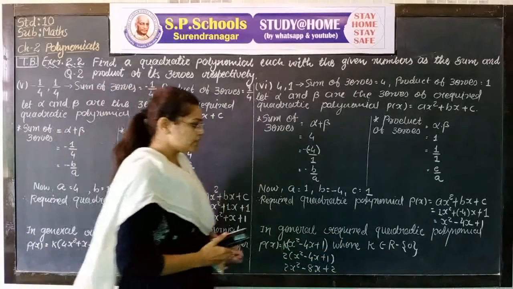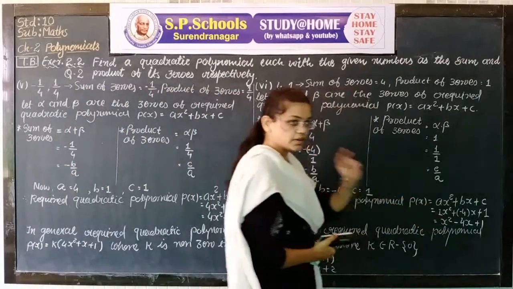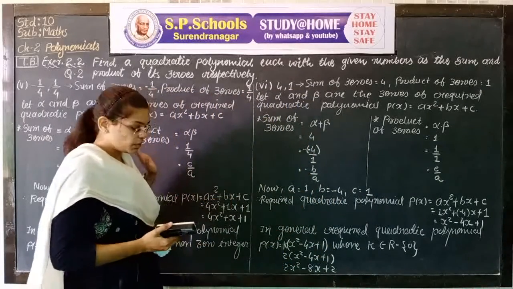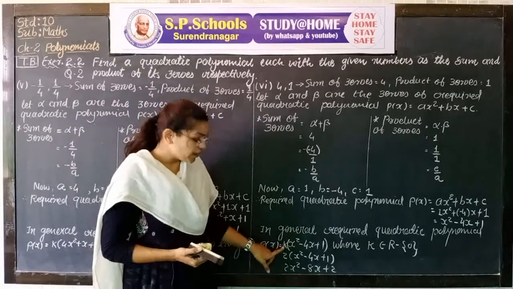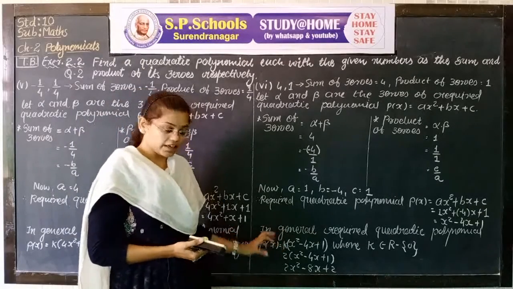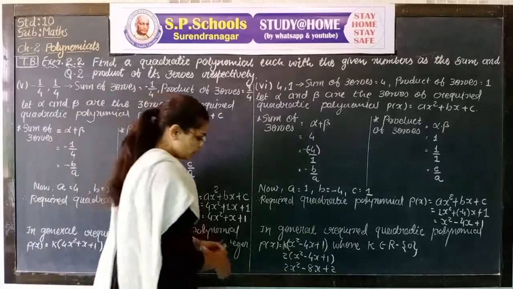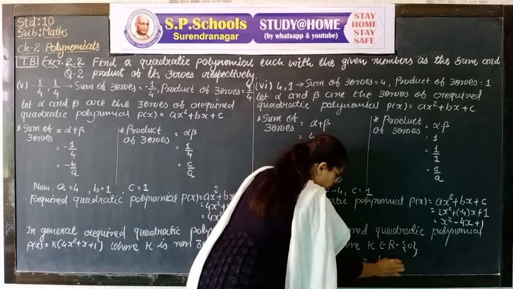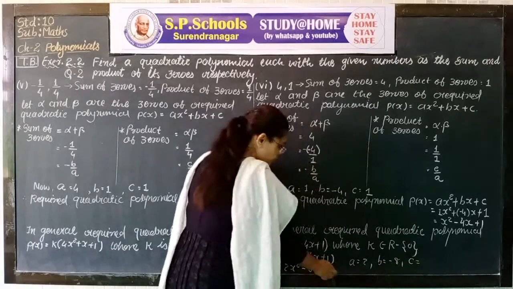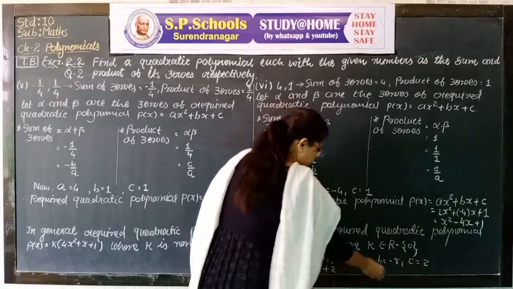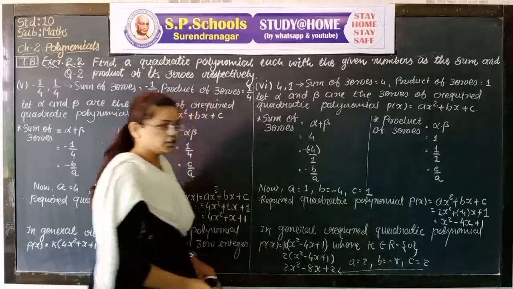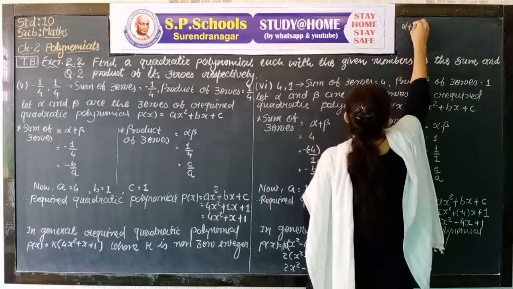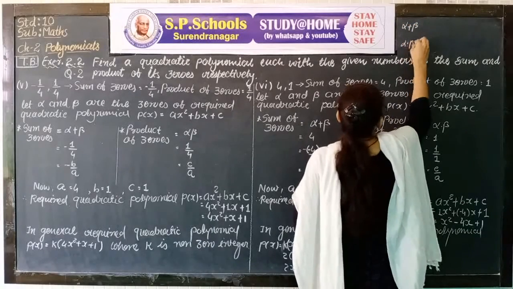One polynomial is x square minus 4x plus 1. Second polynomial is 2x square minus 8x plus 2. Lots of polynomials we are obtaining here by putting different values of k. Here a is equal to 2, b is equal to minus 8 and c is equal to again 2. Now for this polynomial we have to find the sum and the product of zeros. Sum is alpha plus beta and product is alpha into beta.